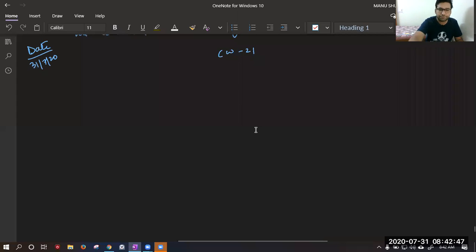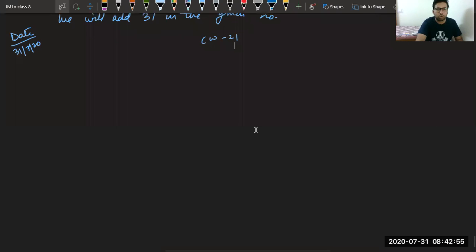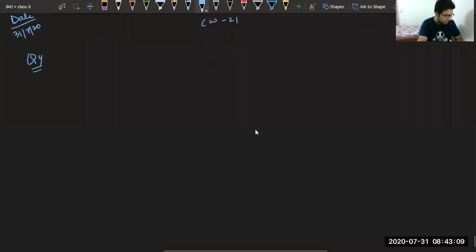Now, in the last class, we discussed the topic of what number to be subtracted or added in a given number to make it a perfect square. Now we'll see some examples. Suppose question number 4 we have not taken. On page number 108, question number 4, last exercise.